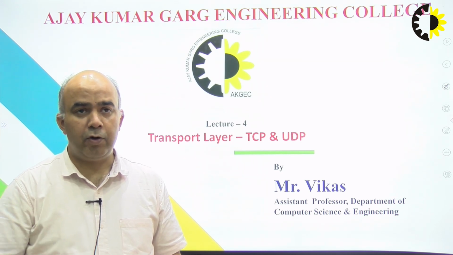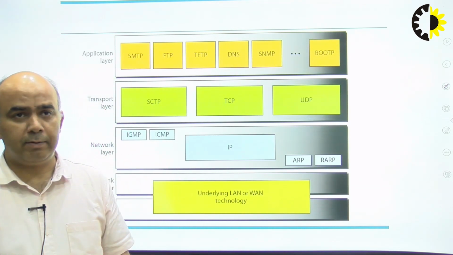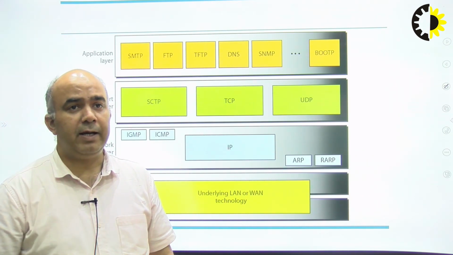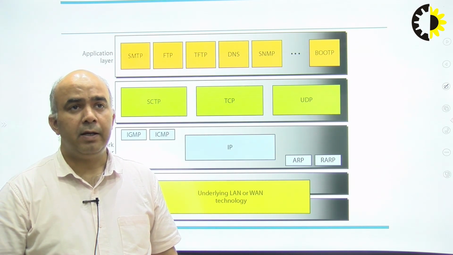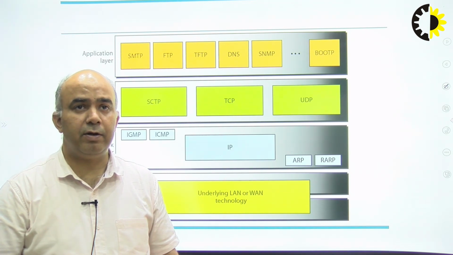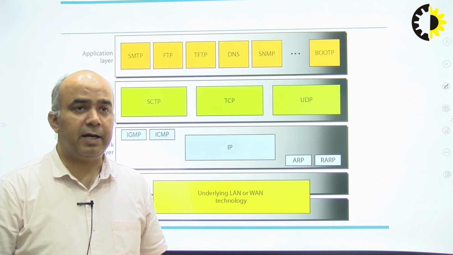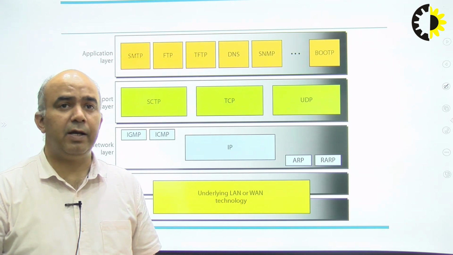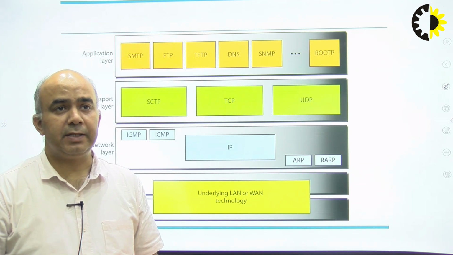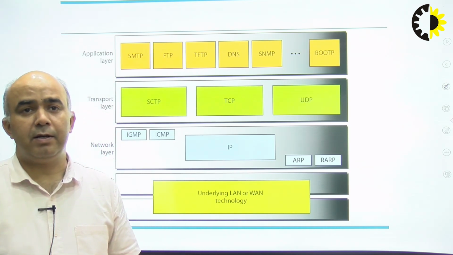So, going further ahead, this picture represents what kind of protocols are used at what layers. First is the application layer, where we have SMTP, FTP, TFTP, SNMP, and so on. The second is the transport layer, where we generally use the protocols UDP and TCP. At the network layer, we use IGMP, ICMP, IP, ARP, and reverse ARP.